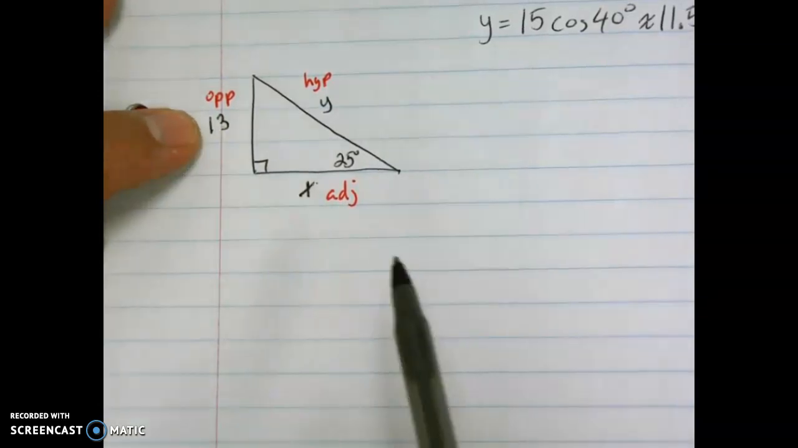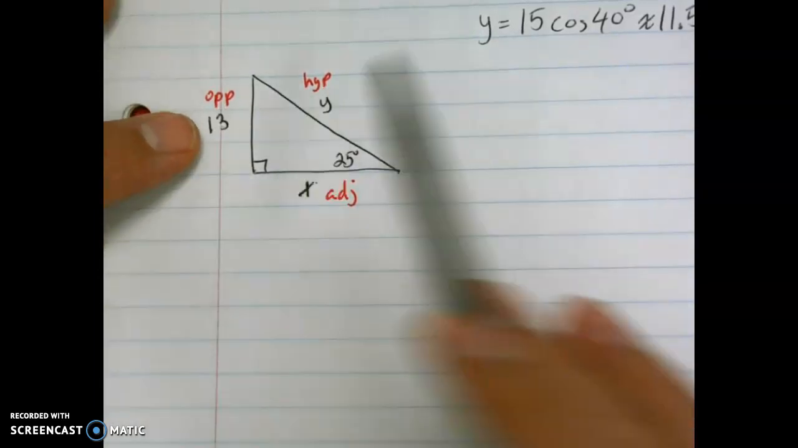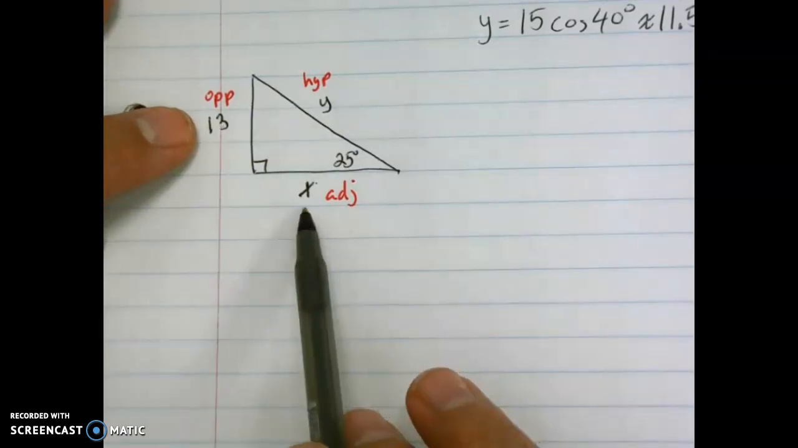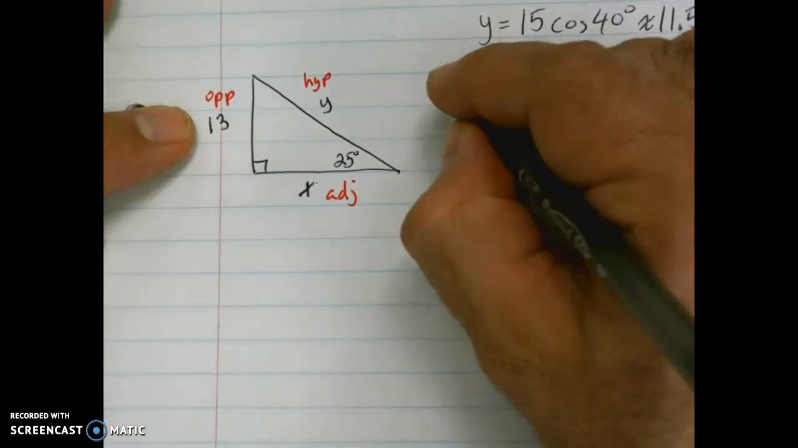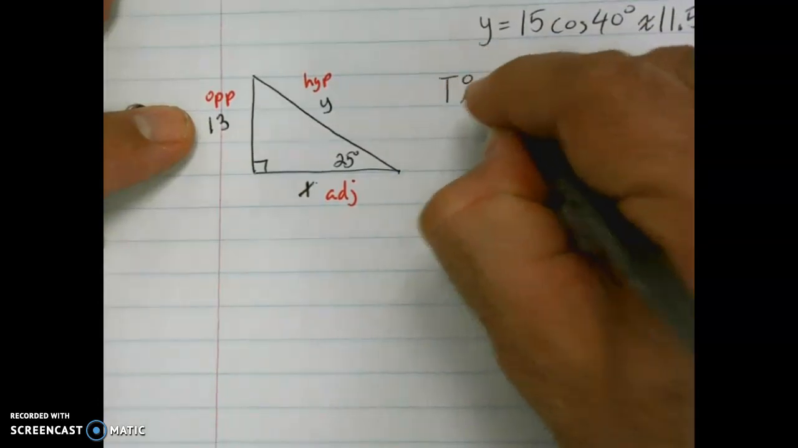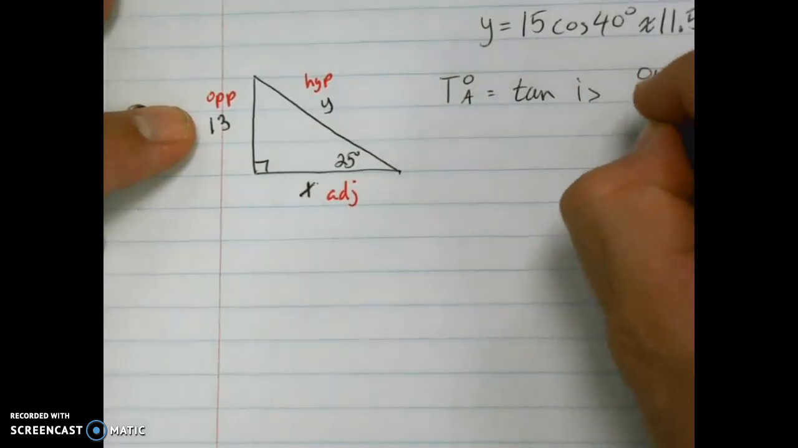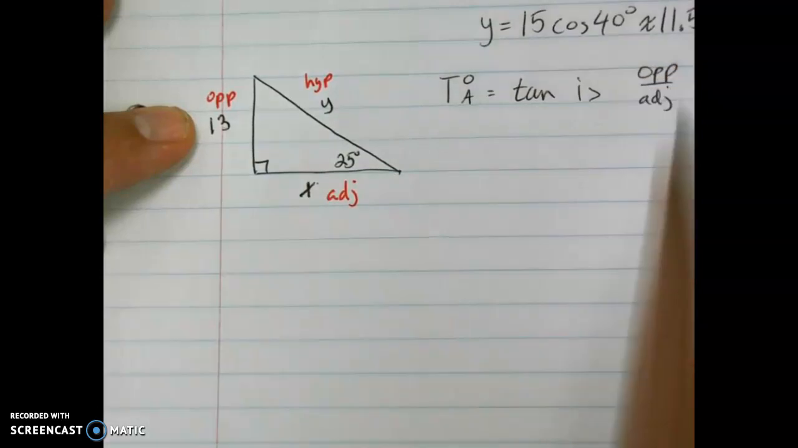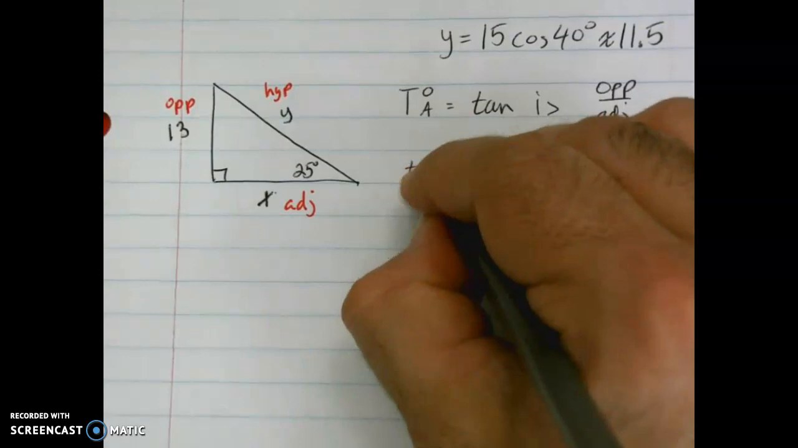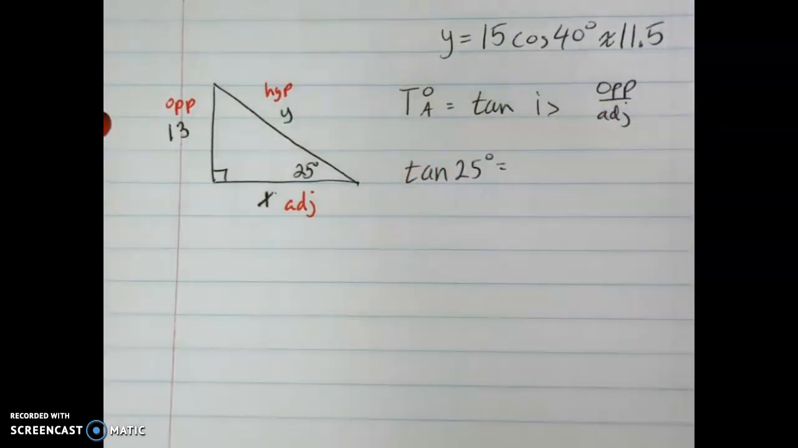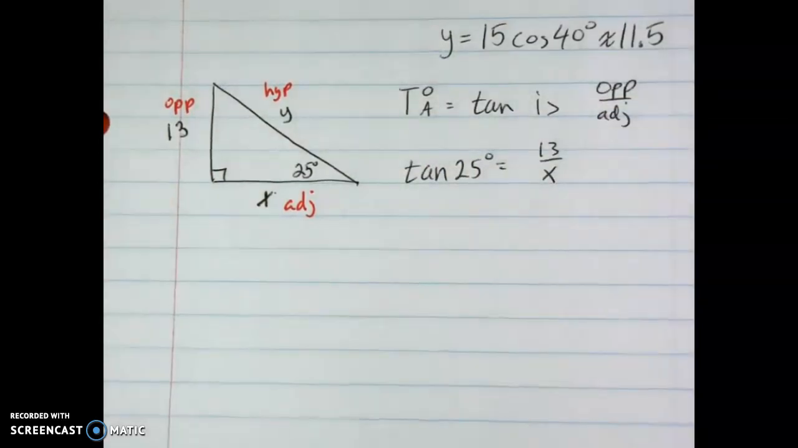So we have two ratios. We have the sine, which is opposite over hypotenuse, and we have the tangent, which is opposite over adjacent. Let's start with the tangent. Okay? So remember from before, TOA means tangent is opposite divided by adjacent. So my angle is 25 degrees, so that's the tangent of 25 degrees is equal to opposite, which is 13, divided by x, which is adjacent.